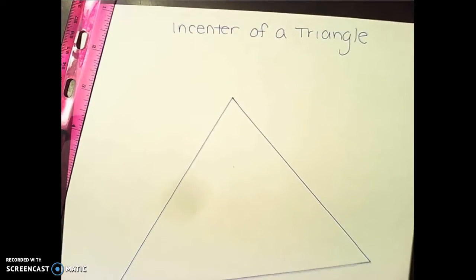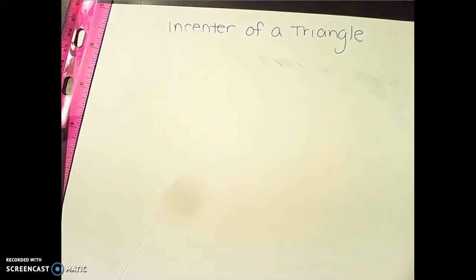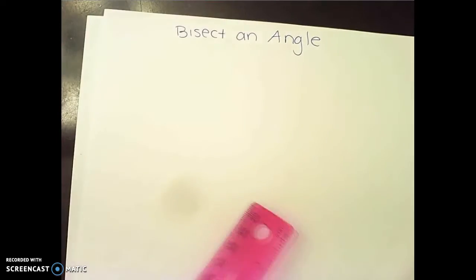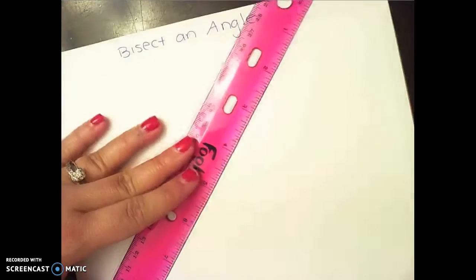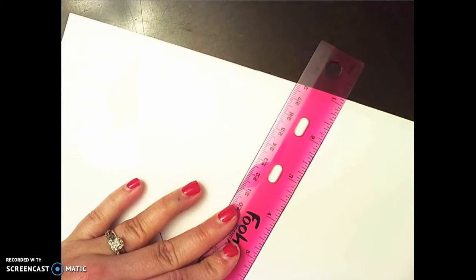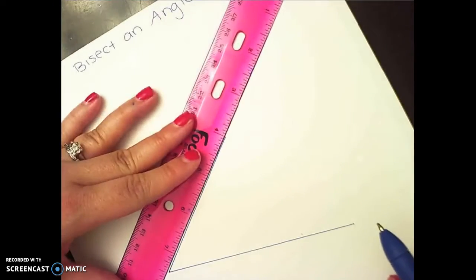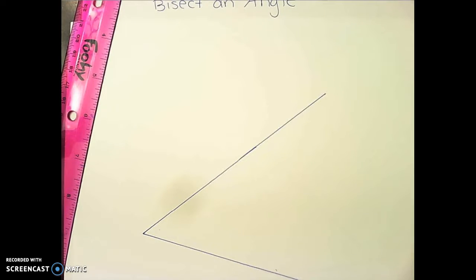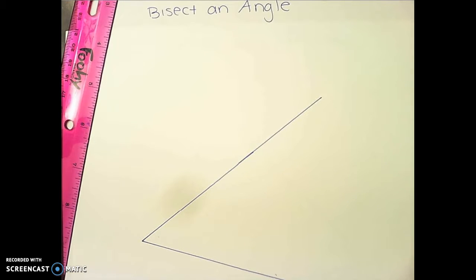So let's set this aside for a second, and really quick we'll review how to bisect an angle. To do this, we are going to get an angle on our paper, any size angle. Make this side a little bit longer. And remember, bisect means to cut it in half. So if we're bisecting an angle, we're going to end up with two smaller congruent angles.